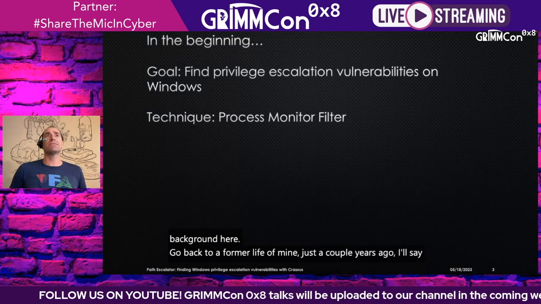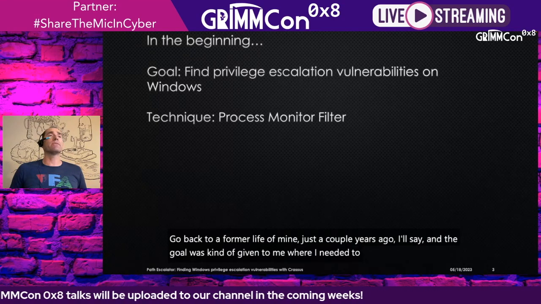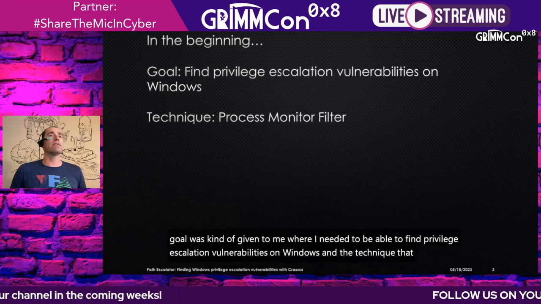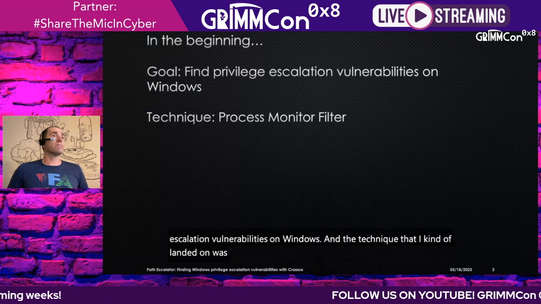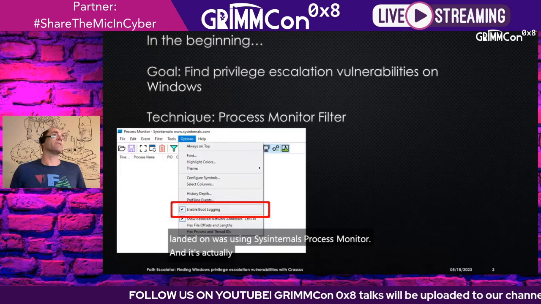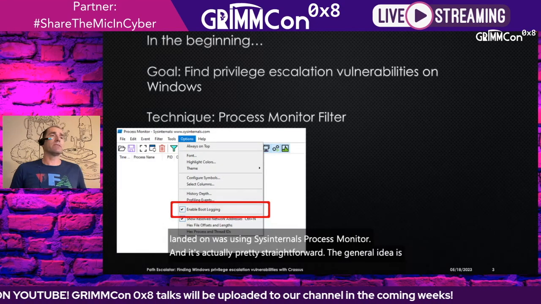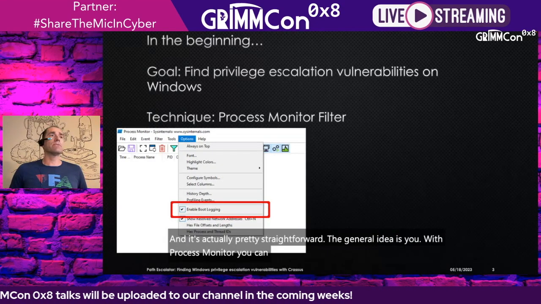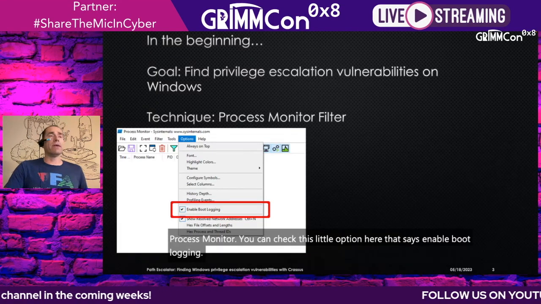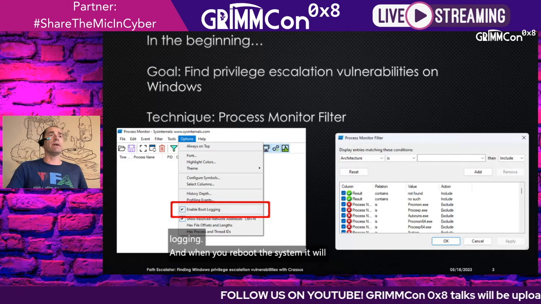The goal was given to me where I needed to be able to find privilege escalation vulnerabilities on Windows. And the technique that I landed on was using Sysinternals Process Monitor. And it's actually pretty straightforward. The general idea is with Process Monitor, you can check this little option here that says enable boot logging. And when you reboot the system, it will save a log file.